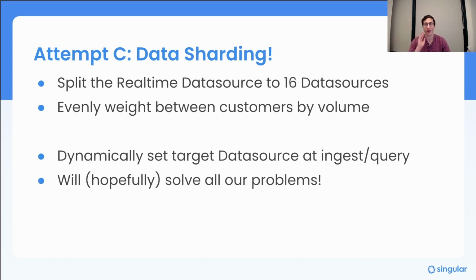Now, sharding is a term that's used a lot in databases in general, and Druid is sharded by design. So I'll specify here, we're talking about some kind of custom applicative data sharding. What I mean by that is we have a current real-time data source that holds all of the data for the past week of our customers. So let's just split this one big data source into 16 smaller ones and evenly weight our customers by their volume. And then when any customer queries their data, they're only going to query 1/16 of the data, essentially, instead of the whole thing.